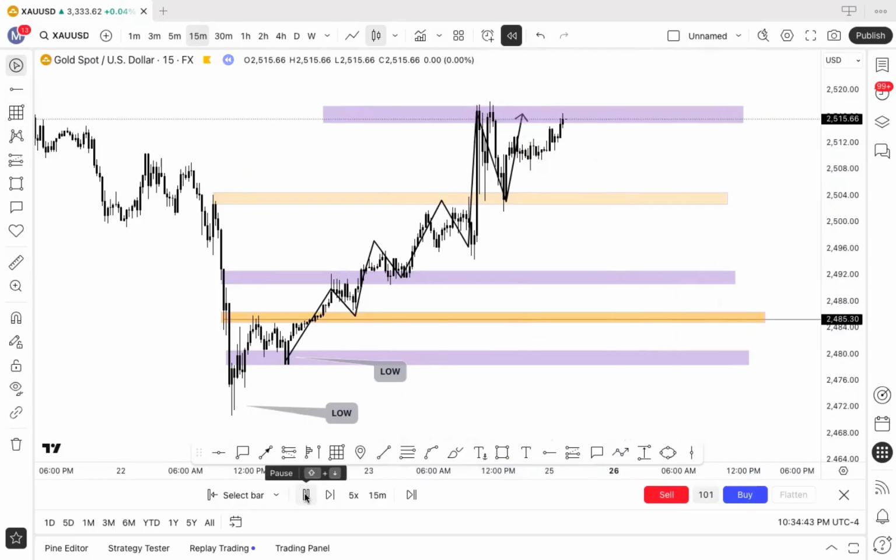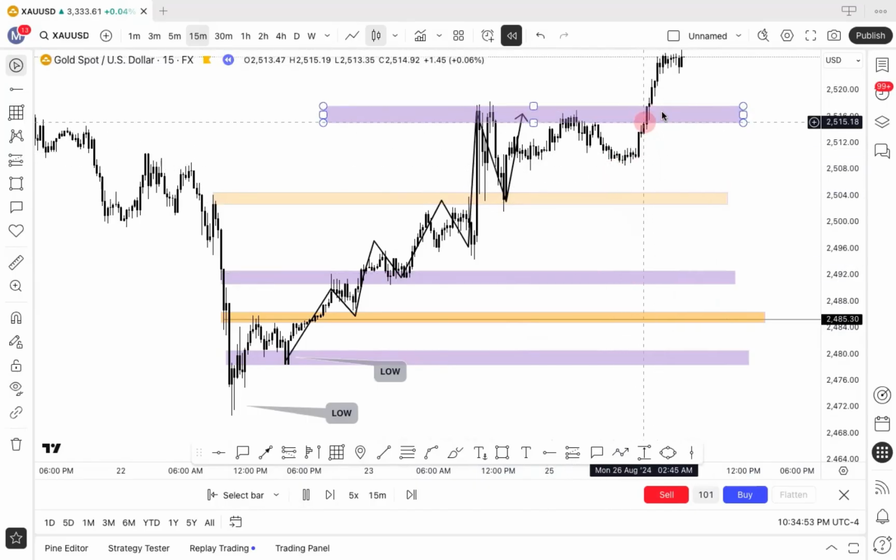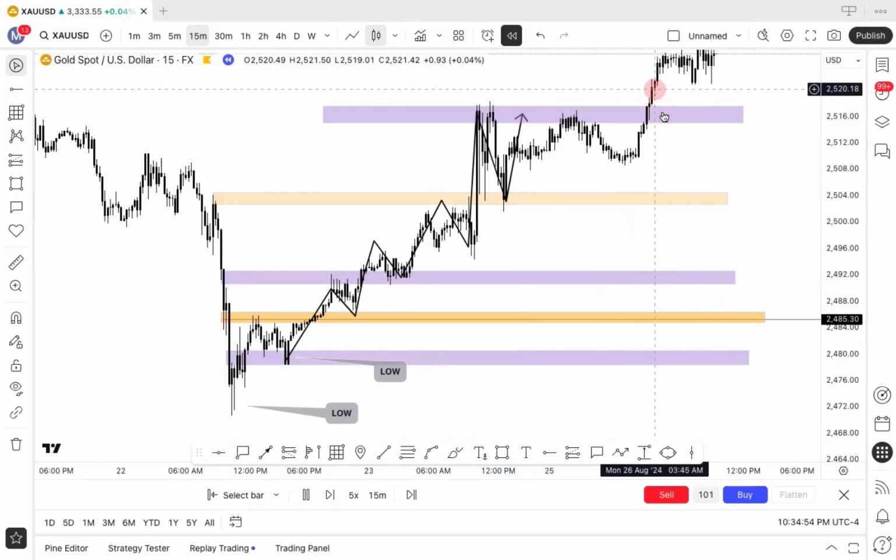All right, so we play it, didn't break it, so it's still resistance. This is still support. And now this is now what? Our new support, because we broke it, and this is now our support zone.